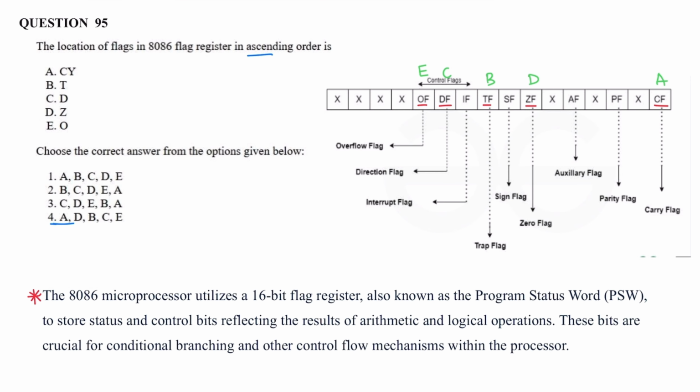The 8086 microprocessor utilizes a 16-bit flag register, also known as the program status word, to store the status and control bits reflecting the results of arithmetic and logical operations.